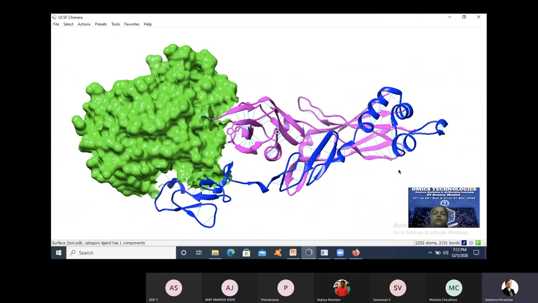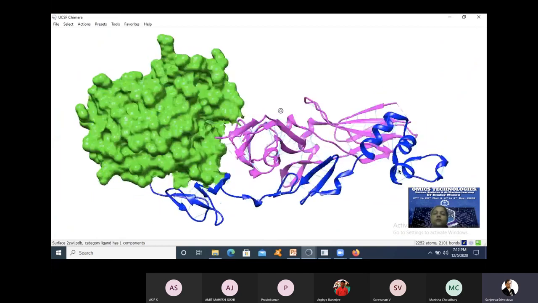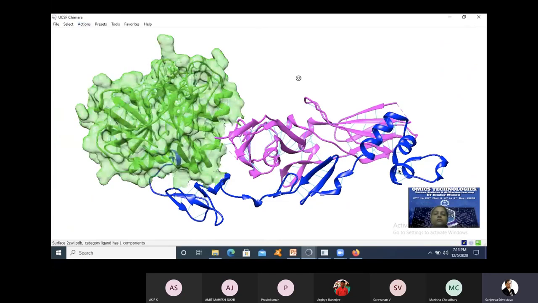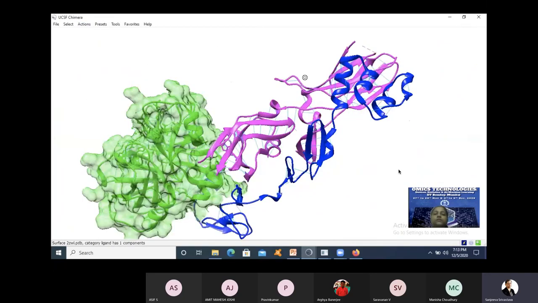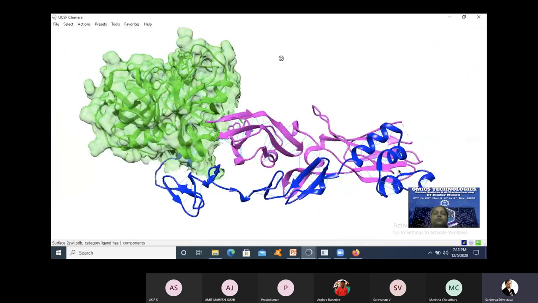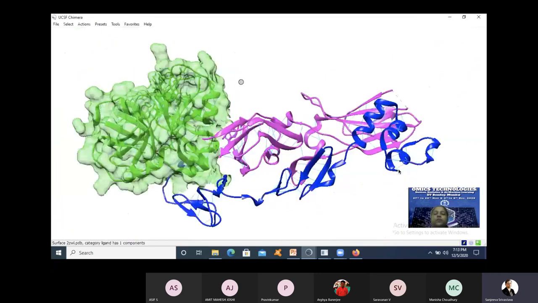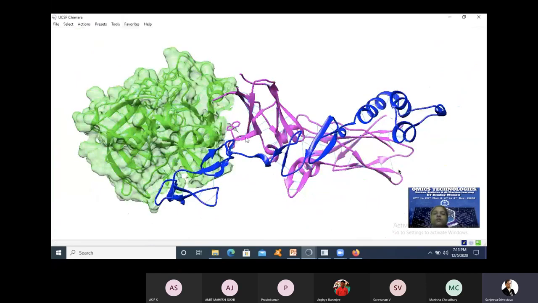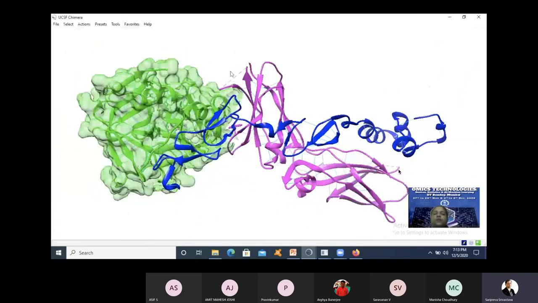So now this looks like a surface. If I want some transparency, I can just go to action, go to surface, go to transparency and say, suppose, 70%. So now the structure has become a bit transparent. This kind of images which are required for publication can be made here. We can also type in the residue names and distance between the bonds. Everything can be done here.